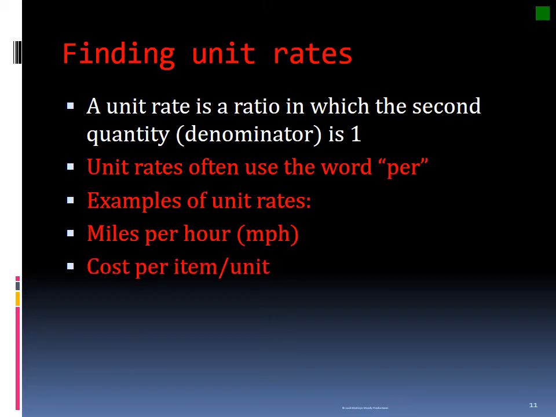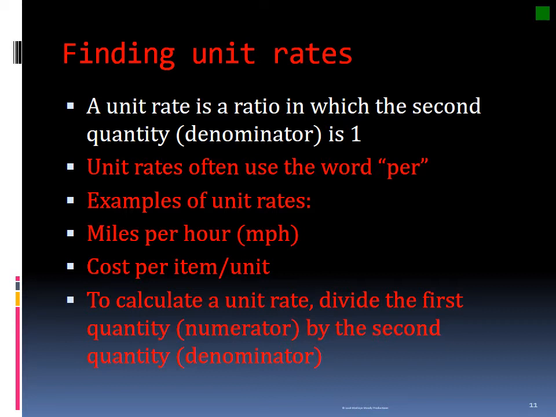Also a cost per item or cost per unit. This is extremely useful in real world situations, like if you're going grocery shopping and you have two different size quantities and you're looking at which is the better buy. So let's say you have a 10-ounce box for $5 versus a 20-ounce box for $12, you can use unit costs or cost per ounce to figure out which is actually the cheaper or the better buy.